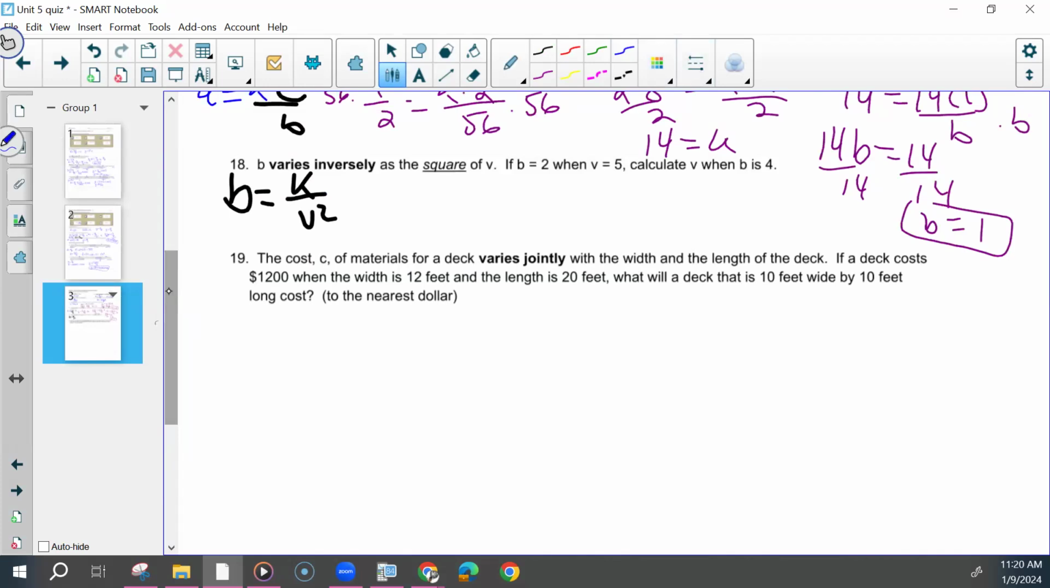If we were setting this up, we have 2 equals A over 5 squared. Some of you put the third power. Be pretty careful with that. It should be to the second power. And then multiply what you have on both sides. So that K was 50.